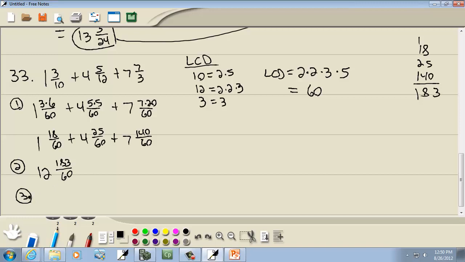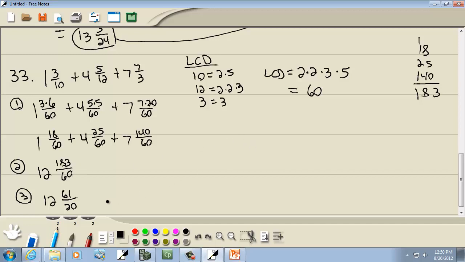Now we have to simplify that because that's an improper fraction. Actually, I can simplify it. They're both divisible by 3 at least. So this becomes 12, and 183 divided by 3 gives us 61, and 60 divided by 3 gives us 20. That makes it a little bit simpler. So I divided the top part by 3 and the bottom part by 3.